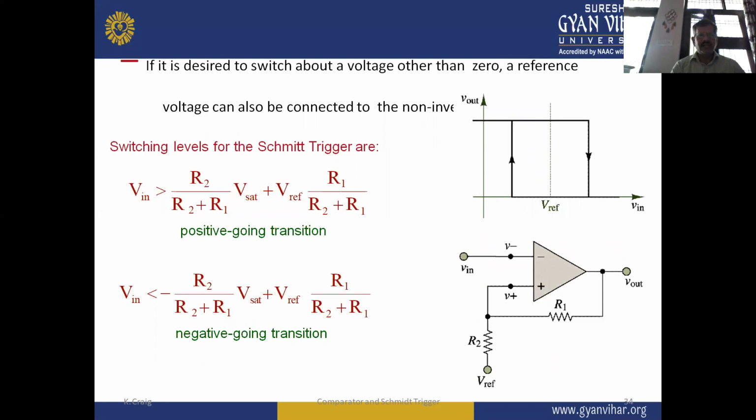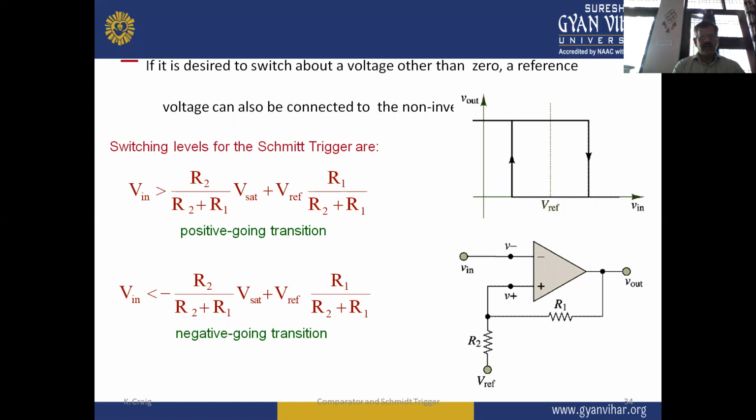So if it is desired to switch about a voltage other than zero, a reference voltage can also be connected to the non-inverting terminal. So the switching level for a Schmitt trigger: V input is greater than R2 upon R1 plus R2 times V set, plus V reference times R1 upon R1 plus R2. So that is the positive going transition voltage.